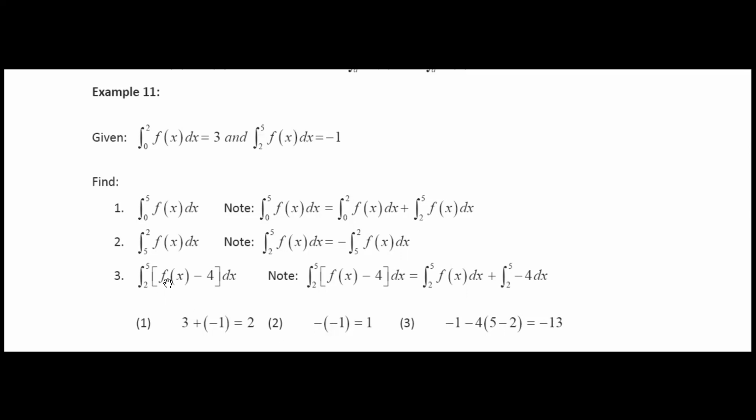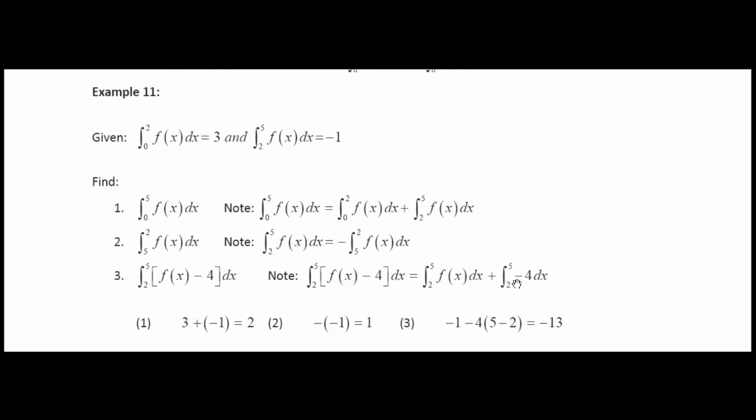And then we have one that's rather tricky. What's the integral of f of x minus 4 dx from 2 to 5? What we're going to do is break it up so that it's the integral of f of x from 2 to 5 and the integral of -4 dx from 2 to 5. Now we know what this is. From 2 to 5, that is -1 from up here.